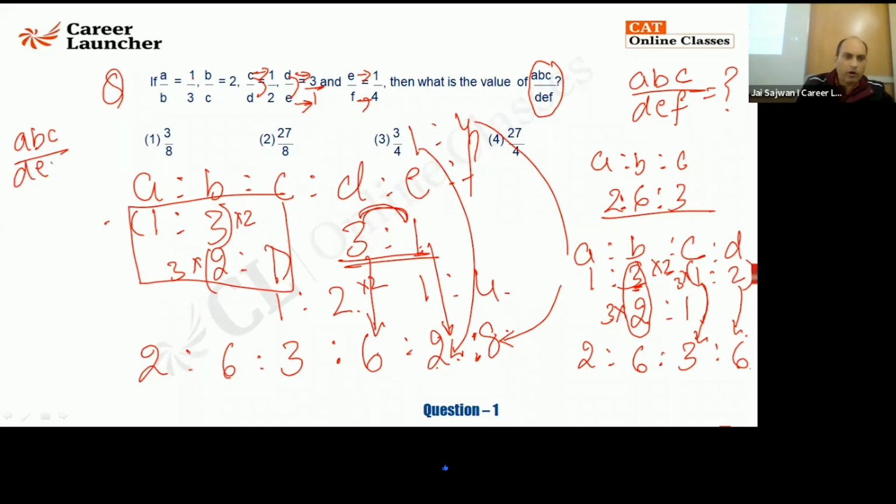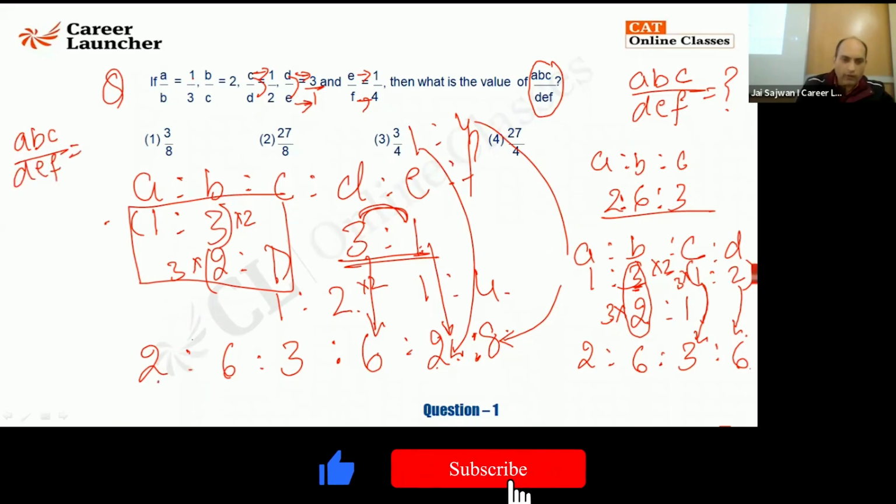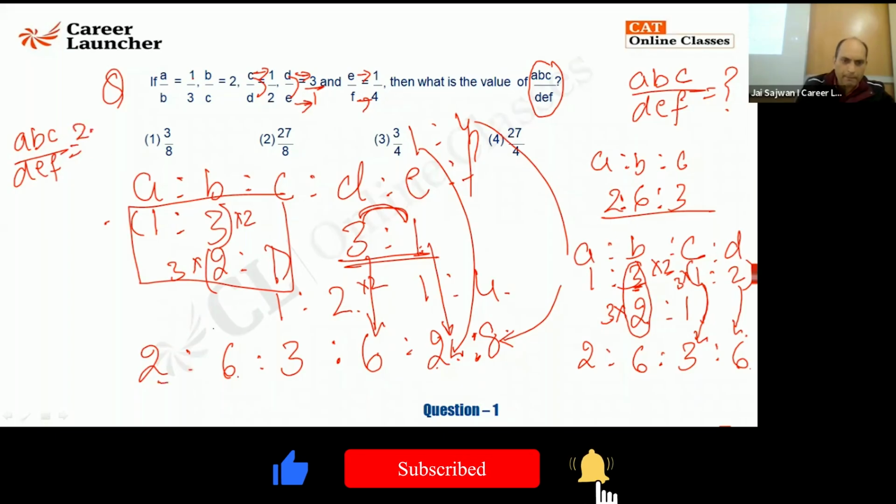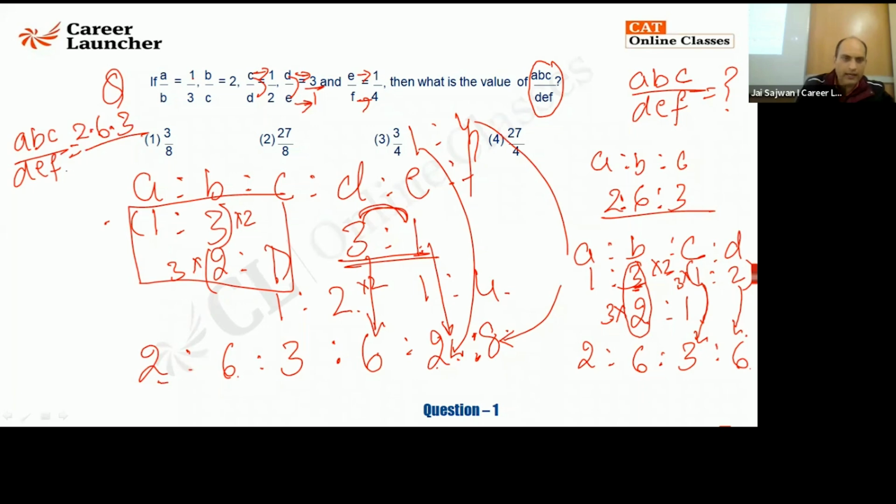So A, B, C upon D, E, F, what do you get? I know when A is 2, B is 6, C is 3, D is 6, E is 2, F is 8. I'll cancel 2 from there, cancel 6 from here. The answer is 3 by 8. So well done.